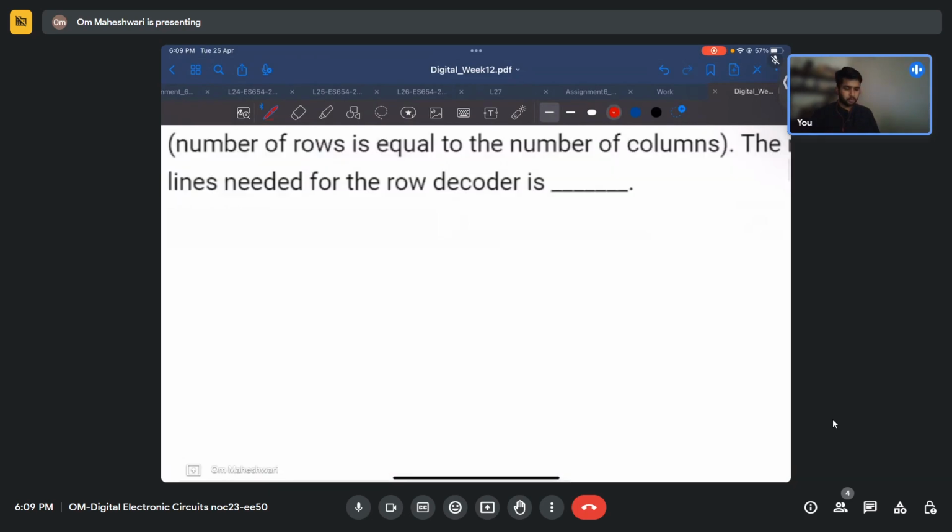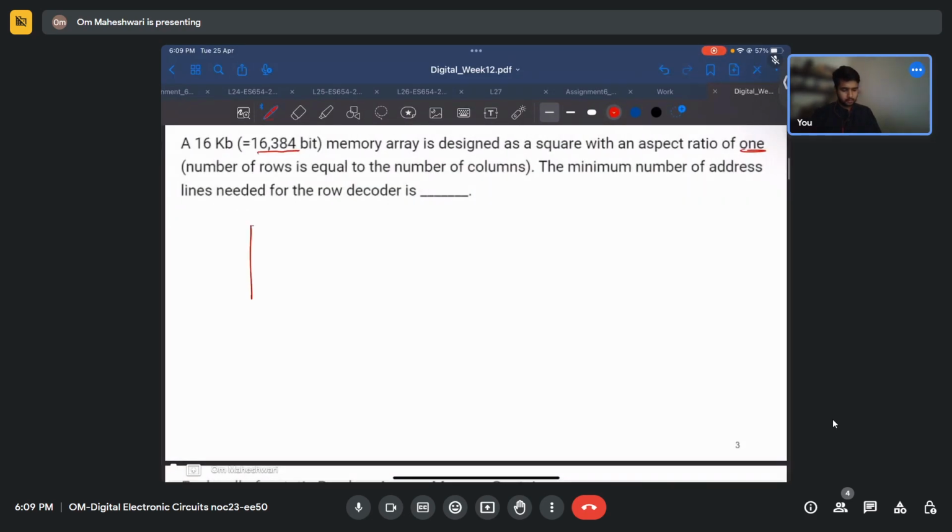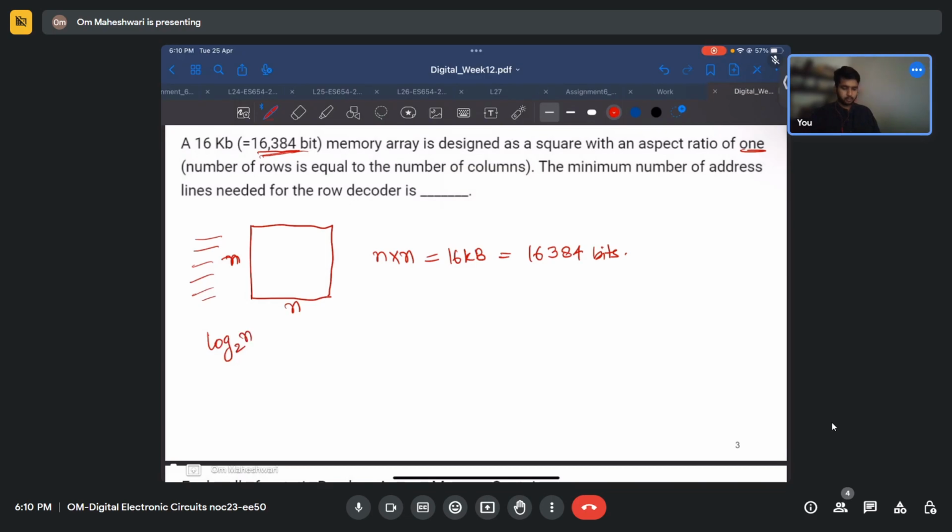First of all, what the question says: we have a square memory, let's say n cross n, and given n cross n is 16 KB, that is 16384 bits. The number of address lines needed for the rows is log base 2 n.